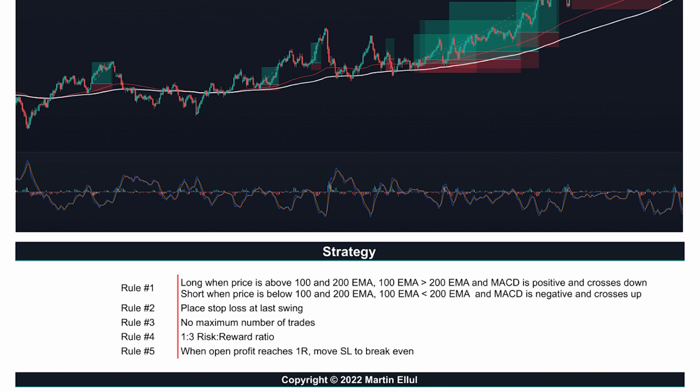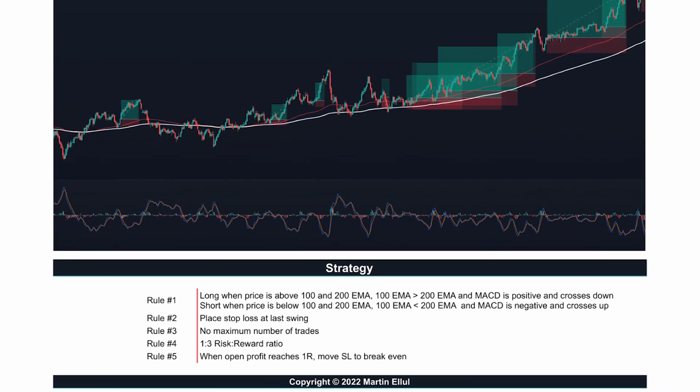We place the stop loss at the last swing. We don't have a maximum number of trades that we can have open at any given time. We have a strict 1-to-3 risk to reward ratio in order to lock profits. And when the open profit reaches 1R, which is the amount that you're risking per trade, we move the stop loss to break even. So the price will either hit the break even or the take profit.